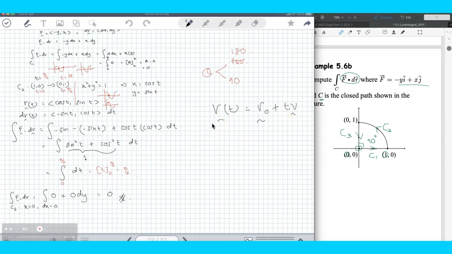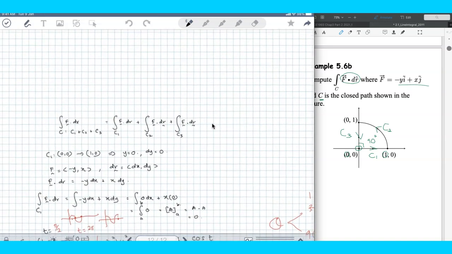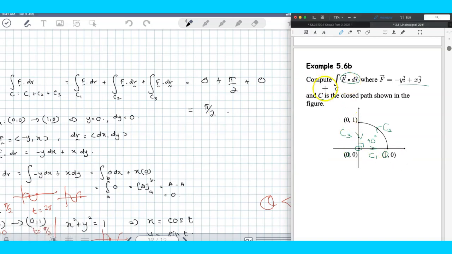Okay, so now we have to combine all the results. So just now, C1 we got 0, C2 we got pi over 2, and C3 we got 0. So the total summation, we got pi over 2. So that is the result of this example.